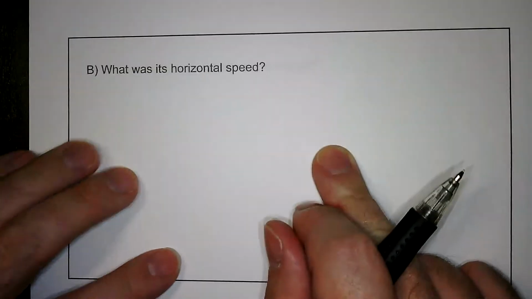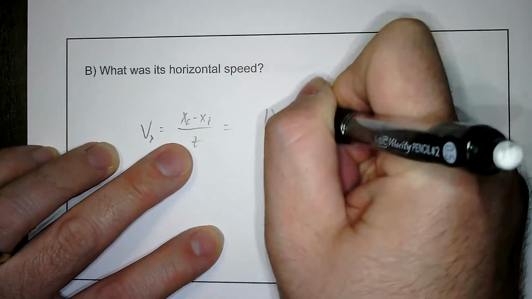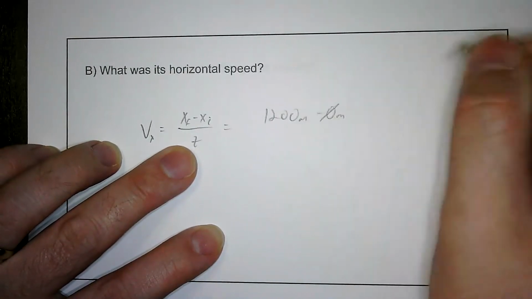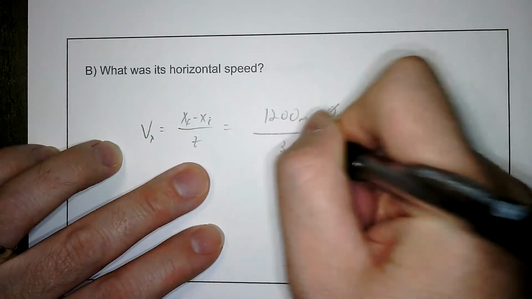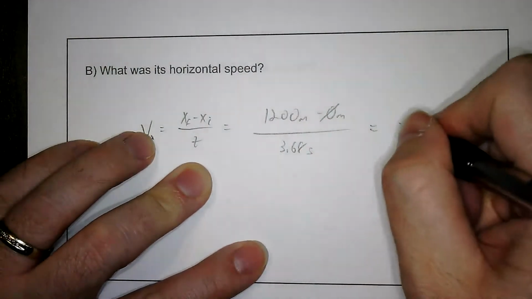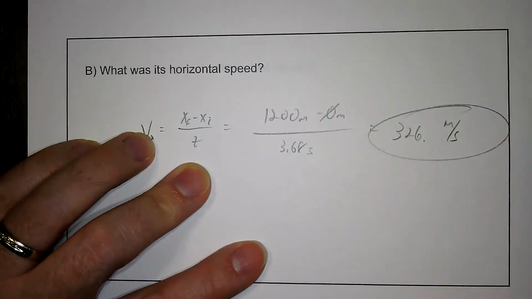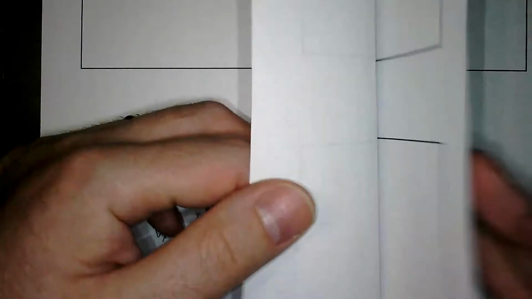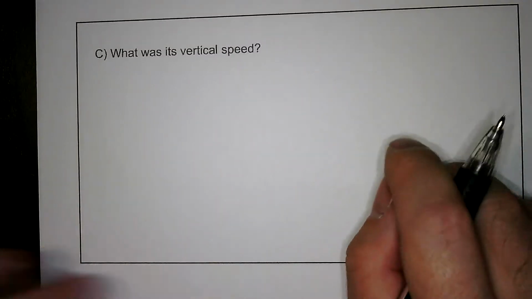For horizontal speed, velocity of the x is equal to x final minus x initial over time. It went 1,200 meters. Of course, it started at 0 meters, and the time it took, this would be the full time it took for the flight, would be 3.68 seconds. So then that gives us 326 meters per second. And 3 sig figs on both those. Again, going back to the initial problem, you can see there's 4 sig figs on the distance and 3 on the time, so we're limited to 3 on all of these.